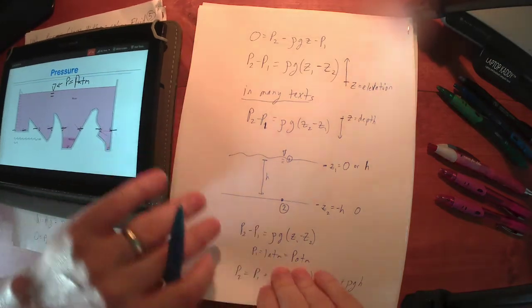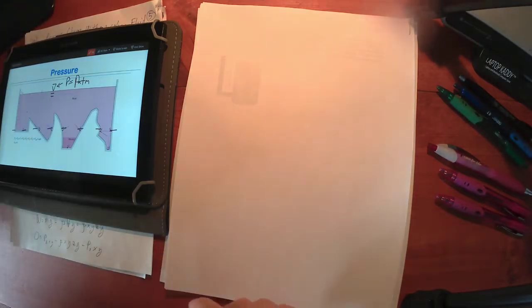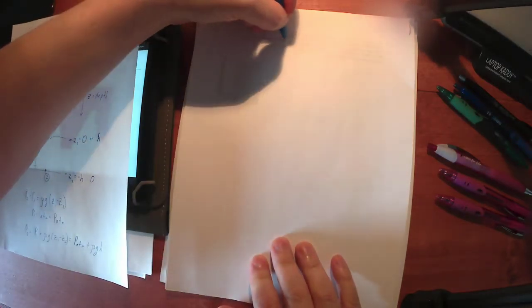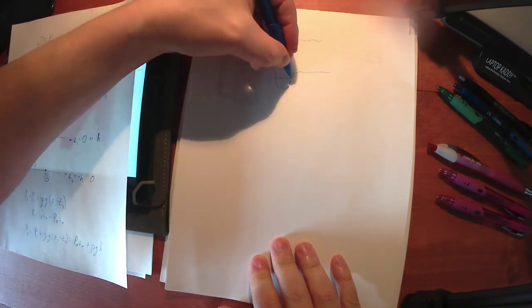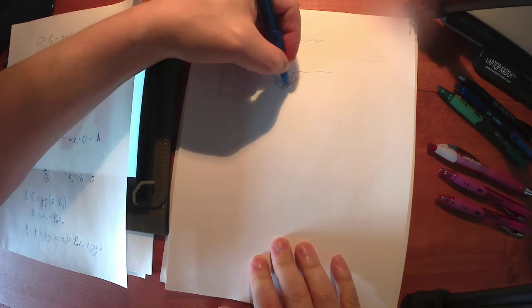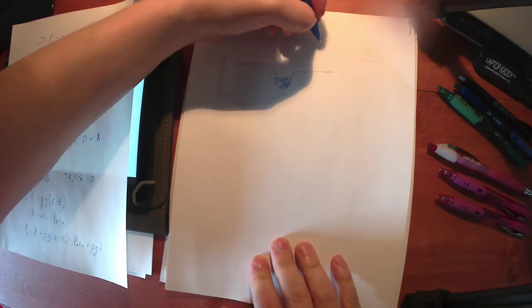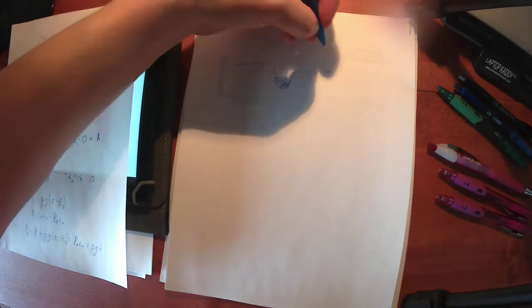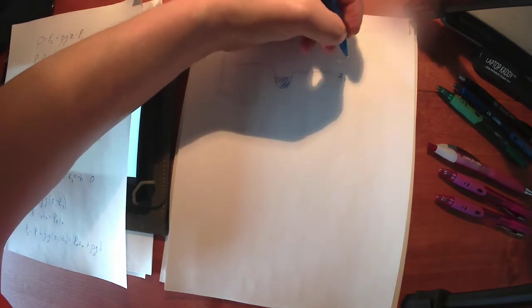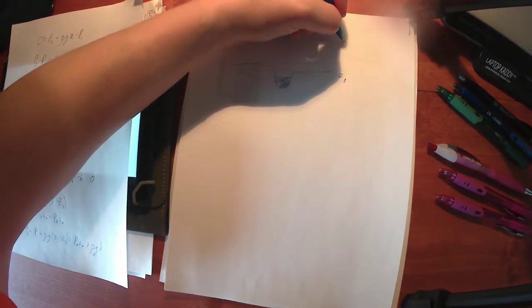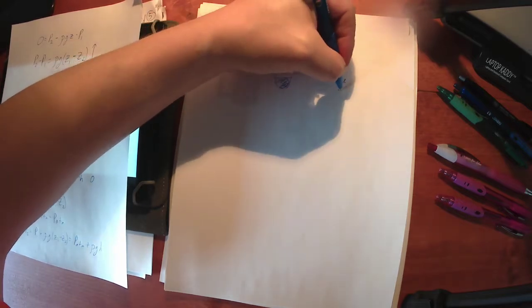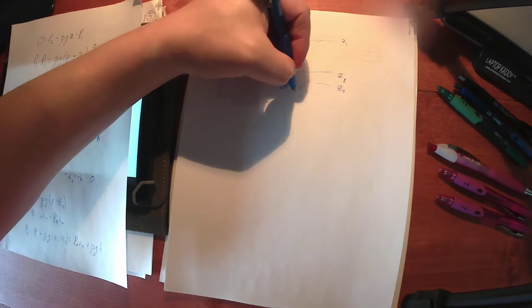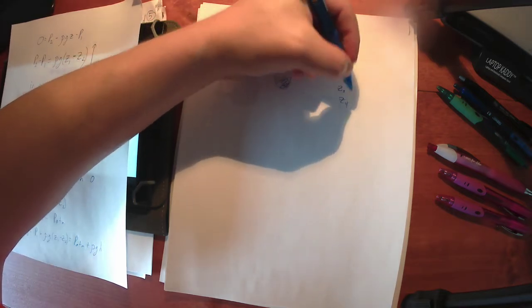So what happens if I've got a different density? Let's say that I've got a different density down here. Well, what I need to know is, let's say this is Z2, this is Z1. I would need to know this elevation here, Z3. And I would need to know this elevation down here, Z4.